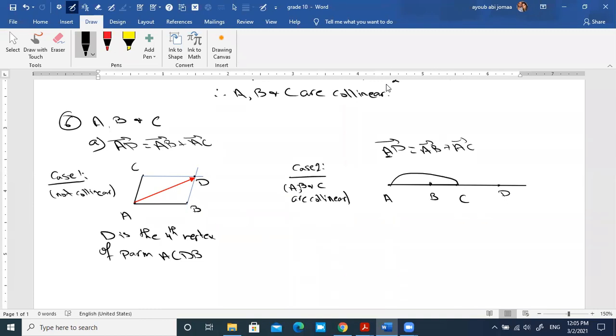So measure AC, let's say 3 centimeters. So from B, you draw a segment equal to 3 centimeters. Let's say 5 centimeters. From B, you draw a segment equal to 5 centimeters in this sense. So this final point will be point D.